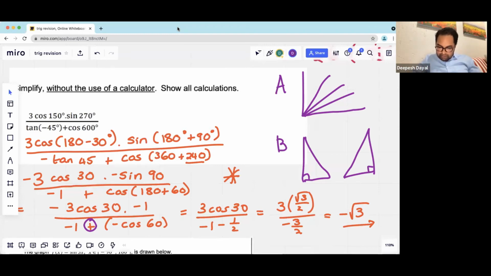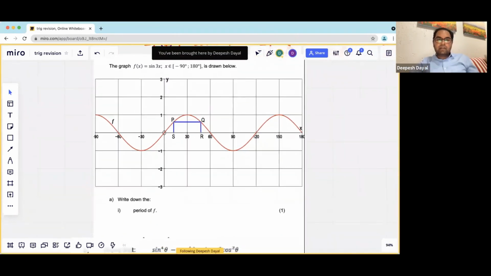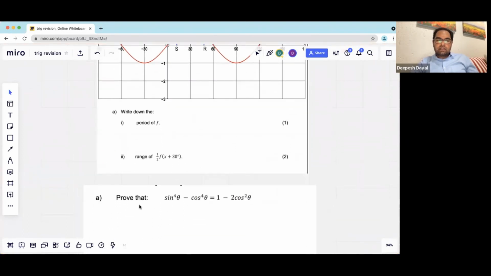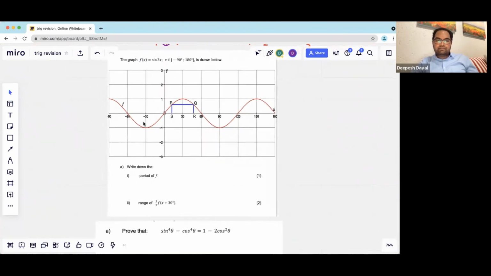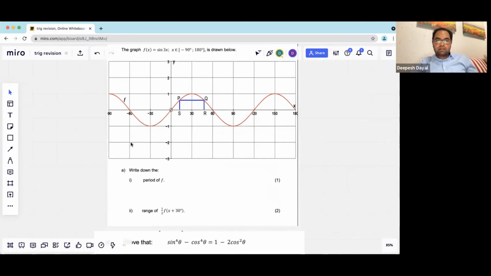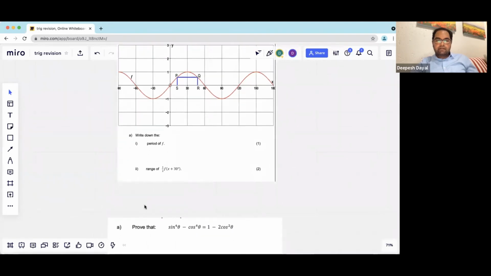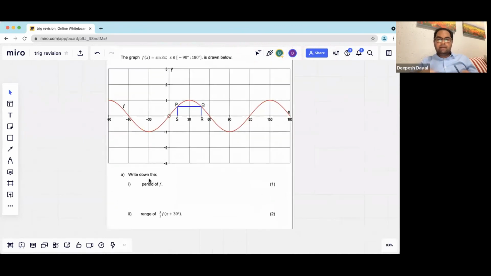Let's move on to the next question, which is trig graphs, which I did with you the other day. We've got a graph here, f(x) equals sine 3x. Let me just share it with you so you can see. I think a part of the question got hidden away when I moved that other one. Here it is, you can see this okay. Let's move this one away so that we can focus on this one. Here, the graph of f(x) equals sine 3x, and x is an element of between minus 90 and 180.